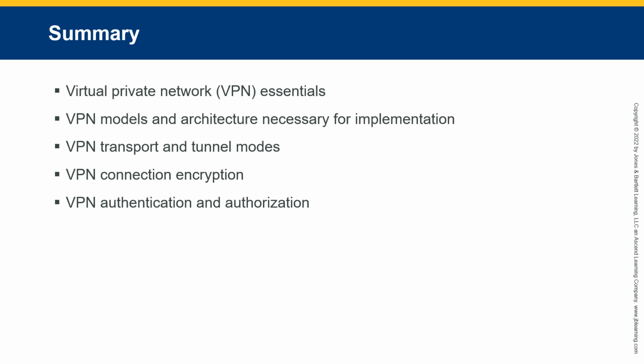a virtual private network has a lot of essentials that cover it. We talked about VPN models and architecture necessary for that implementation. We have VPN transport and tunnel modes, connection encryption, and VPN authentication and authorization, with a little crypto thrown in.